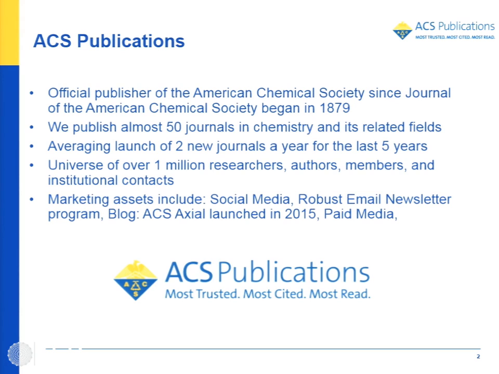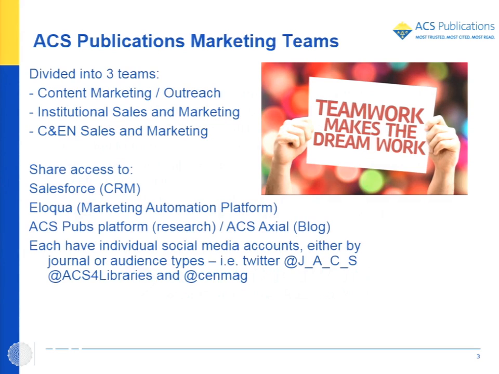We're averaging the launch of 2 new journals a year over the past 5 years, and we have a universe of over 1 million researchers, authors, members, and institutional contacts that we keep just within our marketing database. Obviously, our universe is much larger, but we don't have their data yet. So we use marketing assets like social media, a robust email newsletter program, our newest blog, ACS Axial, which was launched last year, and other forms of paid media to gather this data and find out more about our users, or readers rather.